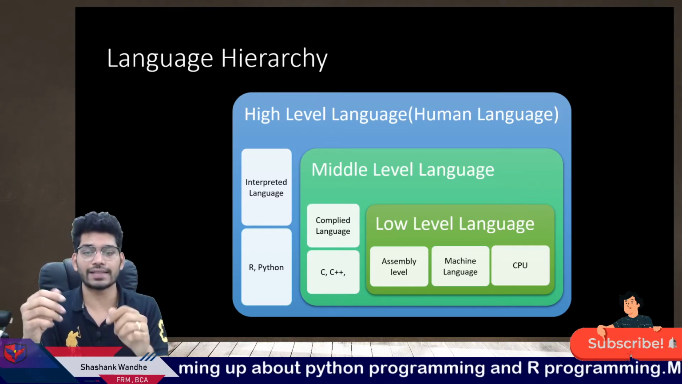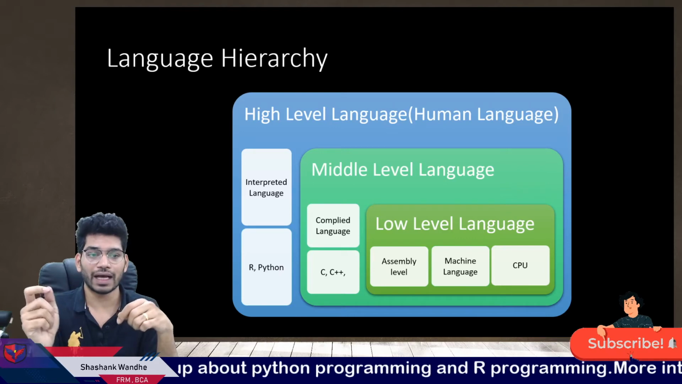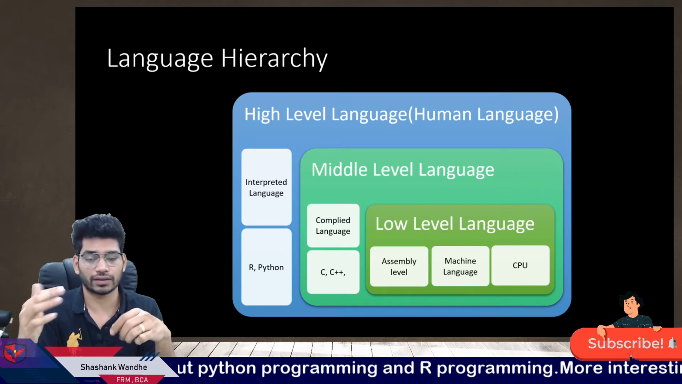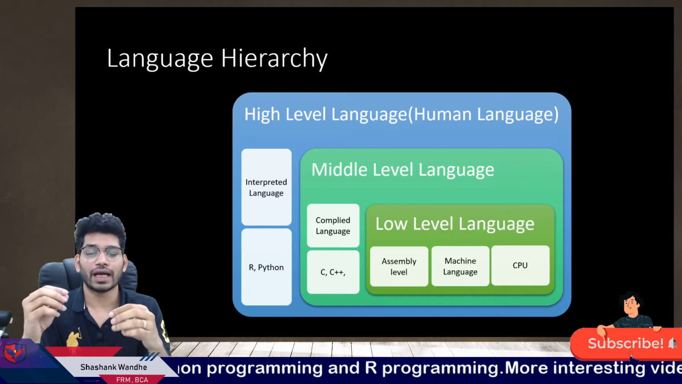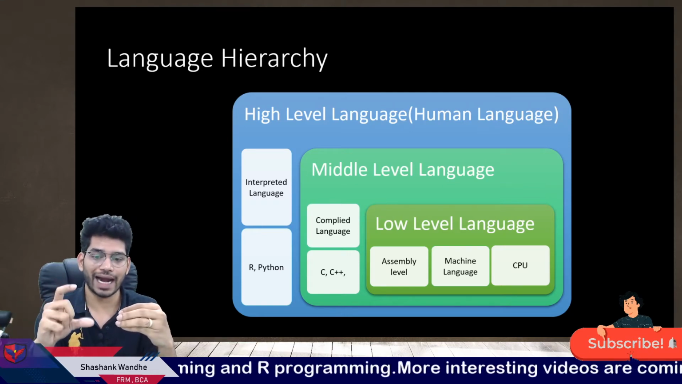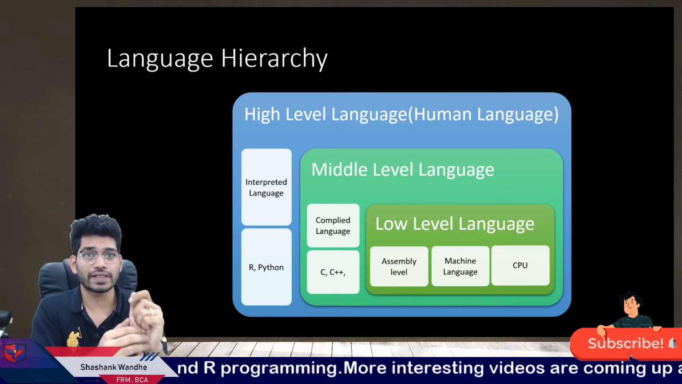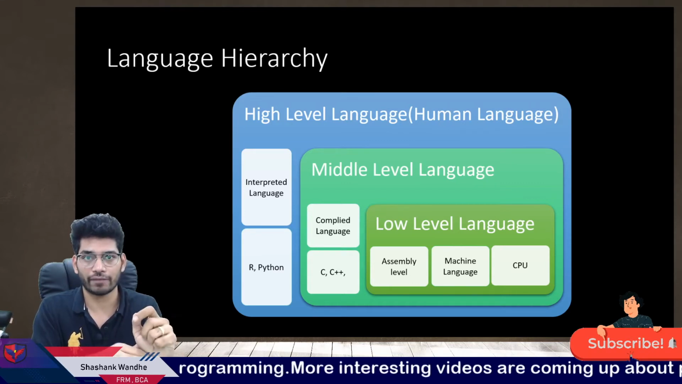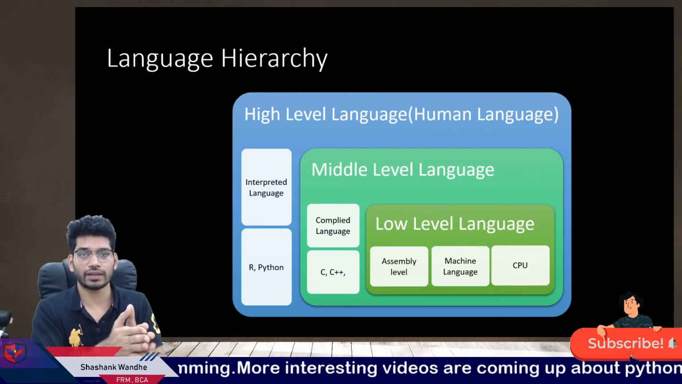Now our concern is the high level language. High level languages are generally interpreted languages, and R and Python are high level languages and interpreted languages. Now, what is the meaning of an interpreted language? This is the most important. This is our discussion, right?